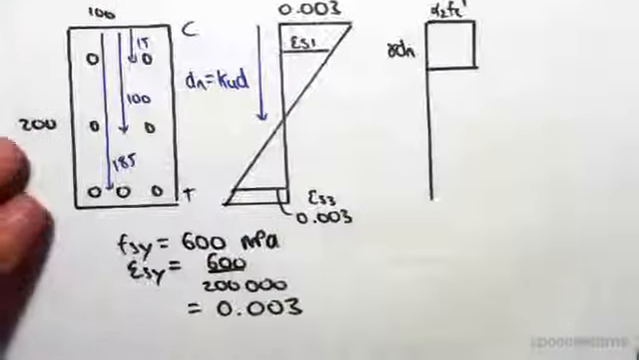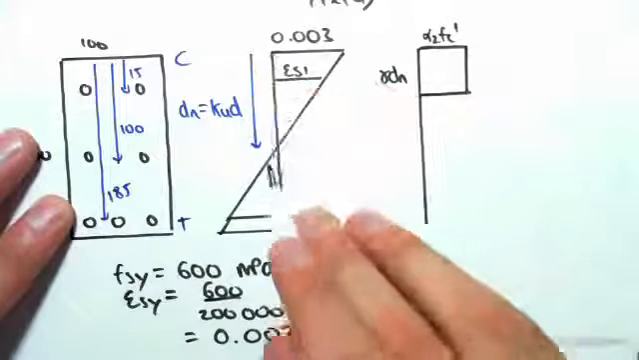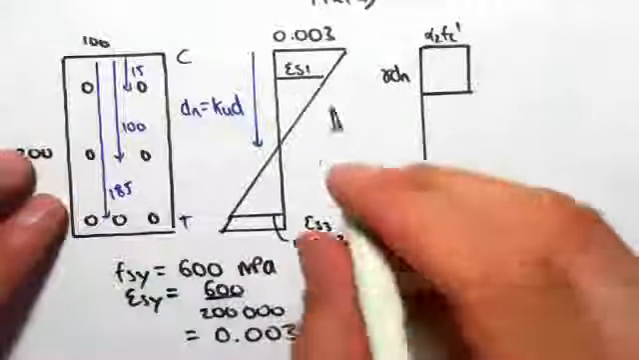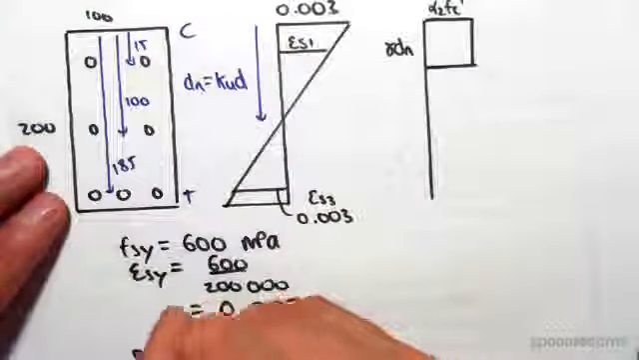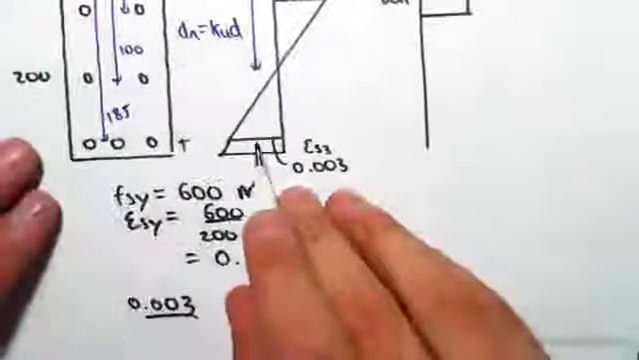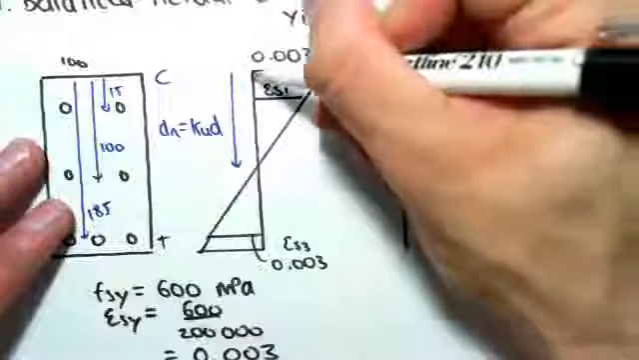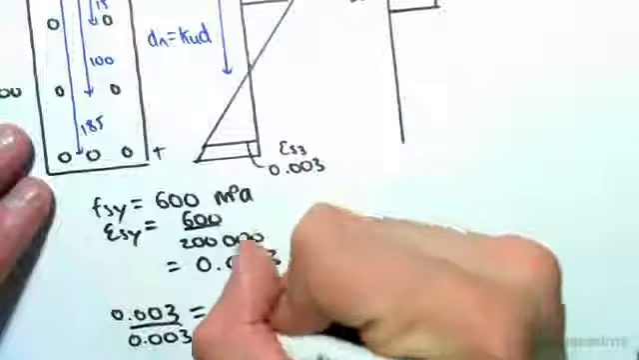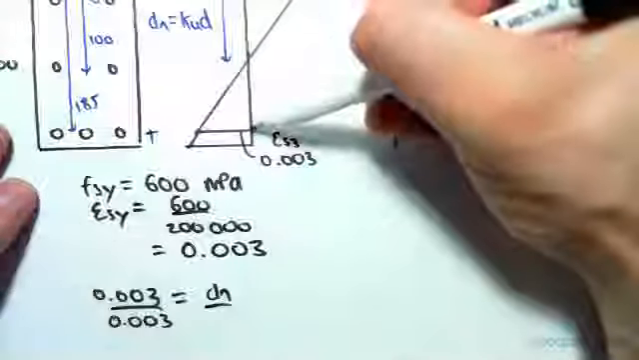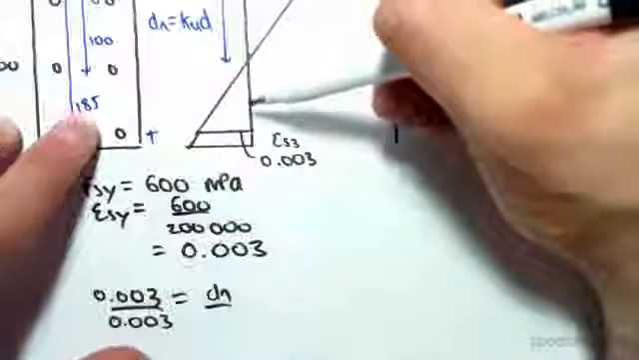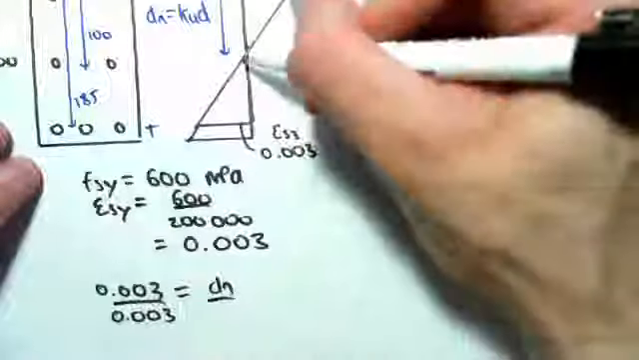So we're going to be doing similar triangles like we always do. We're going to be doing this triangle and this triangle. So we'll do this one first. So 0.003 on top of 0.003 equals the distance from there to there. So that's dn on top of the distance from there to there. So the distance from the top to that layer of steel is 185. So we're going to be doing 185 minus dn will give us that distance from there to there.